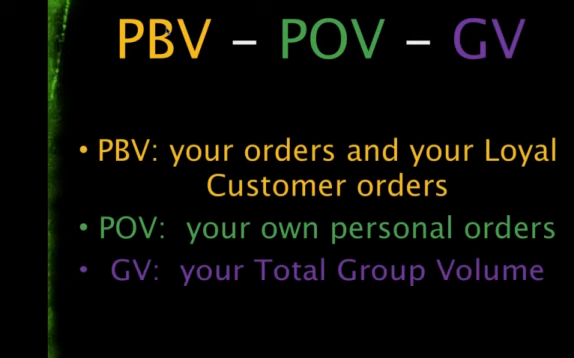Okay, now I'm going to explain PVV, POV, and GV. And remember, in the tree view, these are those 3 acronyms that you saw over there on the slide. PVV are your orders and your loyal customer orders. POV are your own personal orders. And GV is your total group volume. That's everybody in your downline.